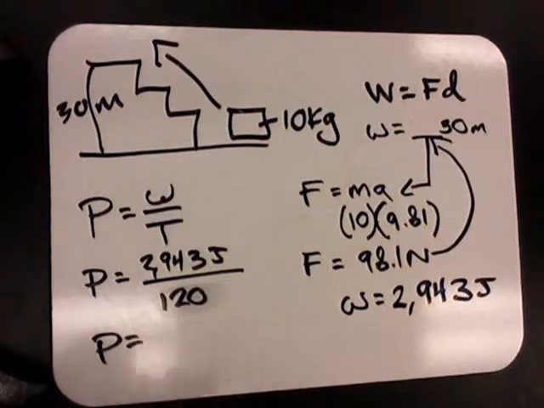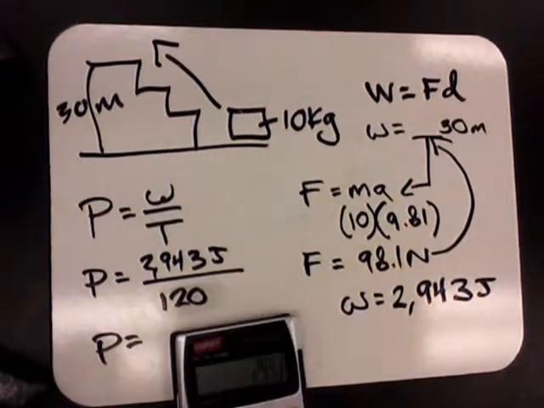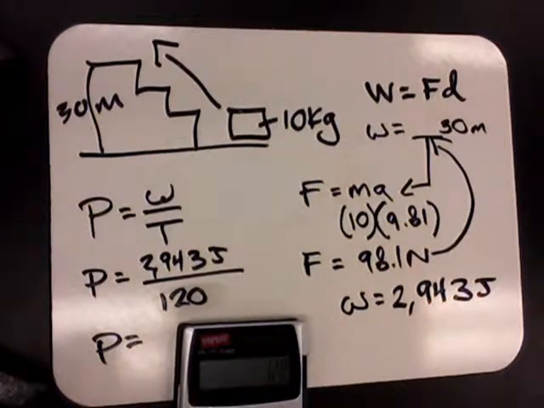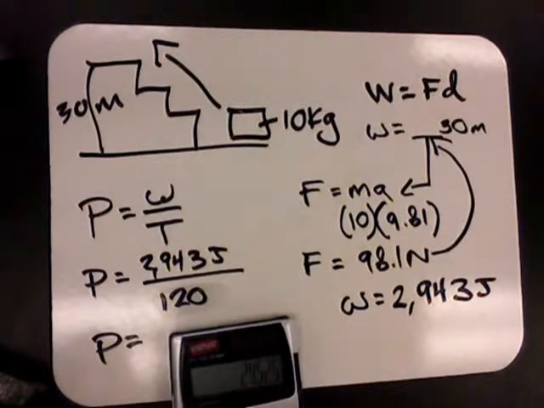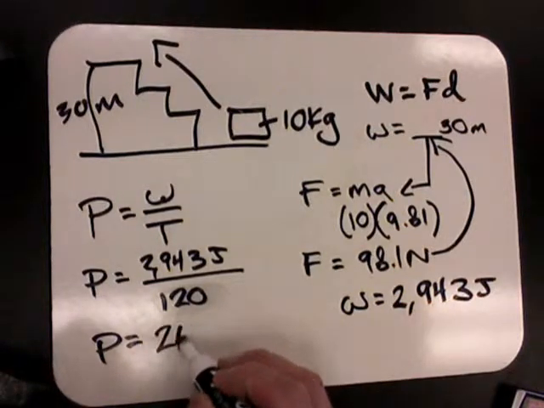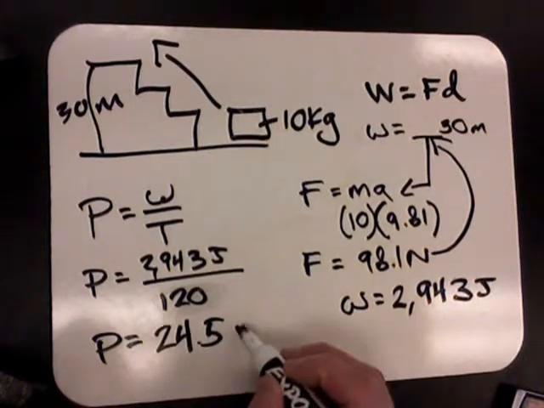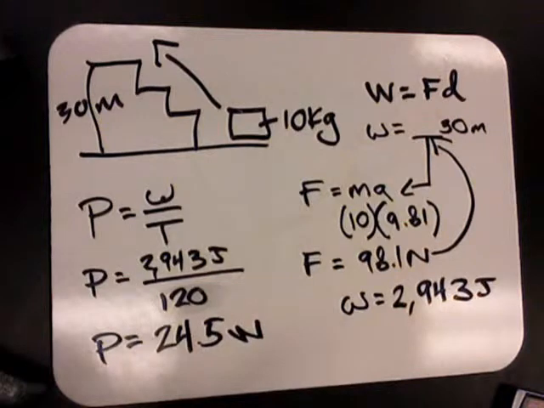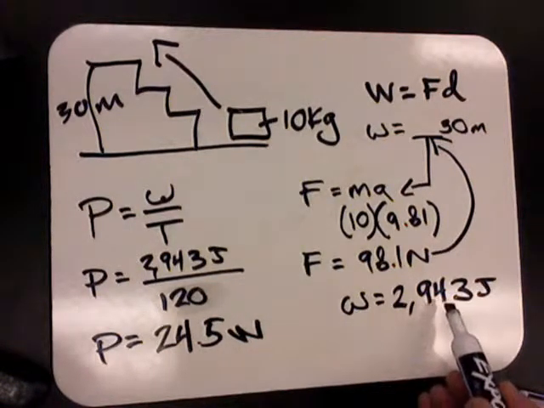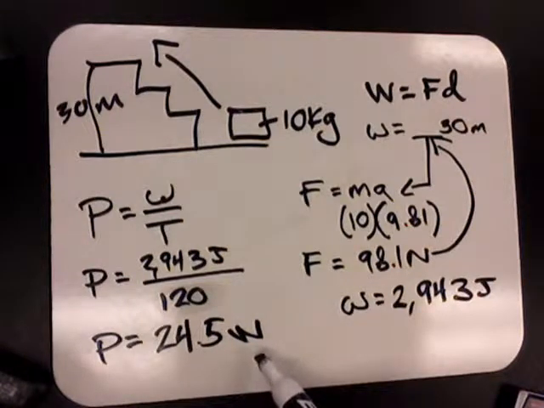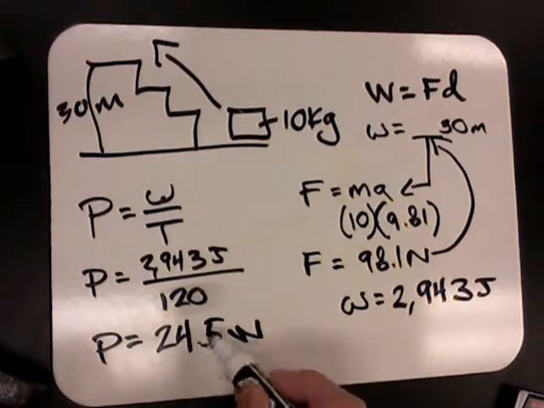So power equals, whatever that happens to be, 2,943 divided by 120 is 24.5. Power is measured in watts, capital W. There you go. You've solved your problem. 2,943 joules of work, 24.5 watts of power.